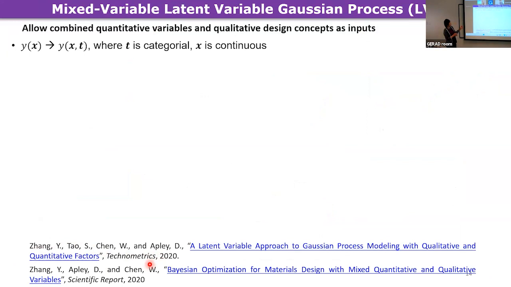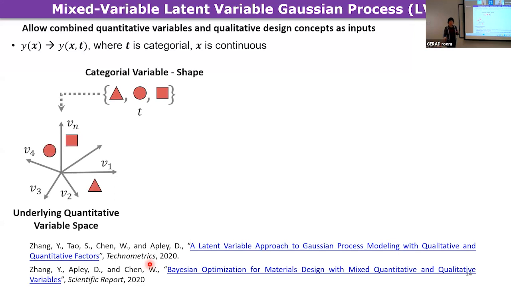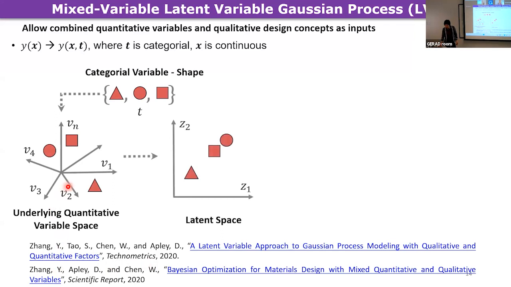Here the inputs are both categorical and continuous. We call the categorical variable T, the continuous variable X, and the response is Y. Let's imagine the category could be the shape of our structure, and we have 3 options: triangle, circular, and square. If we do not have a method that can take the categorical variable as input, we often look at the physical descriptors behind this concept, and that could be very high dimensional. I'm using a diagram here to show that behind this concept, there could be very high dimensional variables, and we often don't have this knowledge.